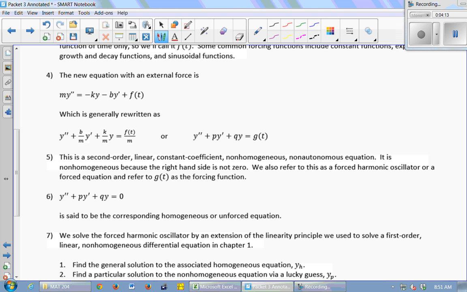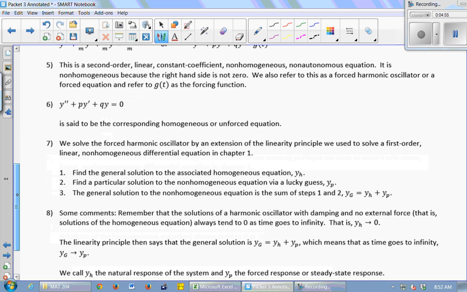Okay, so this equation here, this is a second order because it's got a second derivative. Linear. Linear, constant coefficient. All my coefficients are constants. Non-homogeneous, because that thing is not zero. That's what makes it non-homogeneous. Non-autonomous, because I have both y's and t's in there. Autonomous would be if you only had y's. So we call this thing the forced harmonic oscillator, or a forced equation, and we call g of t the forcing function.